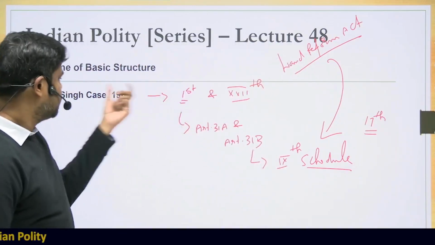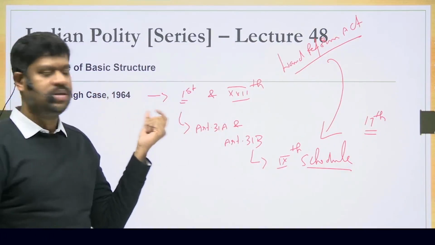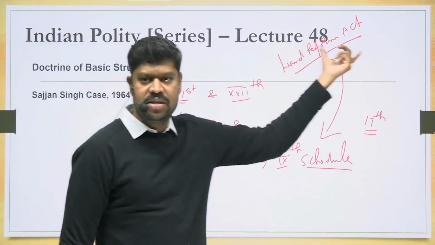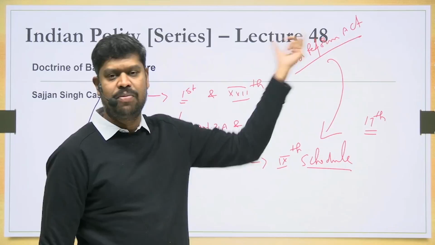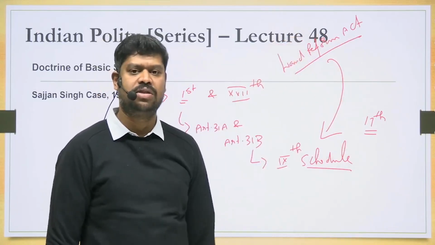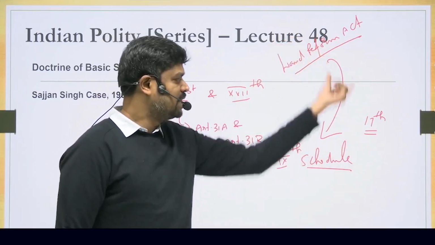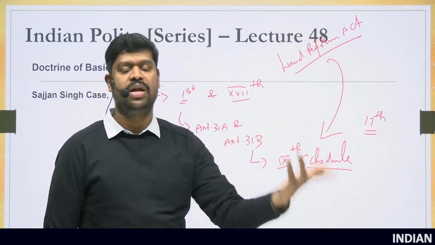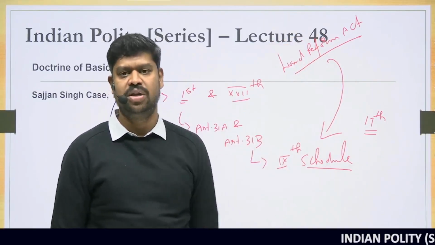And what is the relation to Sajjan Singh in this particular case? Because he was in the state of Rajasthan, this Land Reforms Act was trying to take away the properties of the landlords in the state of Rajasthan. And that law was placed inside the 9th Schedule. So therefore, it cannot be judicially challenged. It cannot be judicially reviewed.